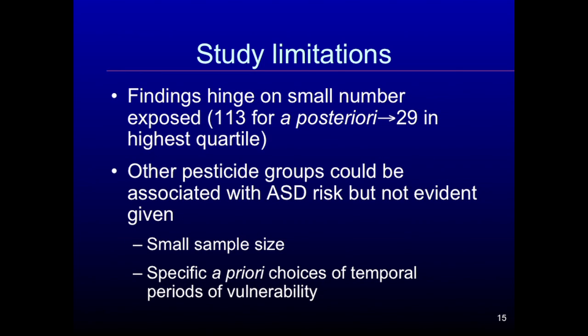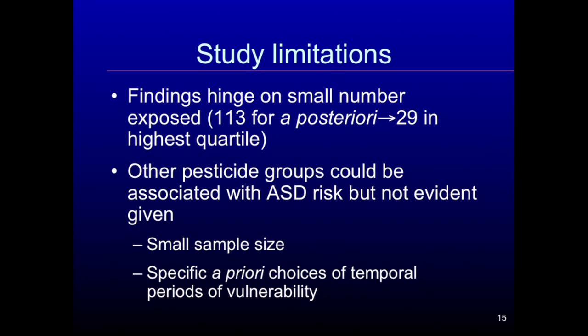The findings also hinge on a very small number of exposed children. There were 113 kids who were exposed, and so the highest quartile is just 29 kids, which is amazingly small. The odds ratios were so huge that it was significant anyway. But it's the sort of thing that really begs to be followed up. And ideally, I would love to follow this up in another state or another country where we have completely different ascertainment and exposures. But guess what? I can't do that because California is the only place that has these kinds of resources.